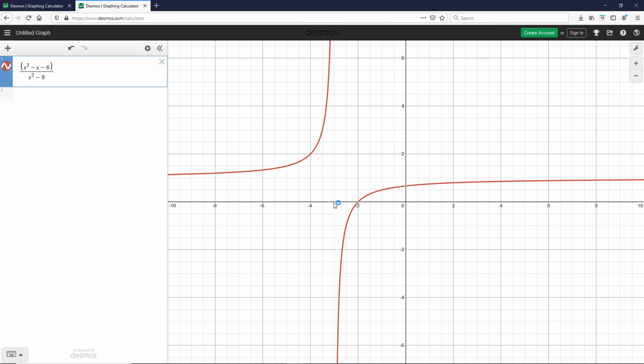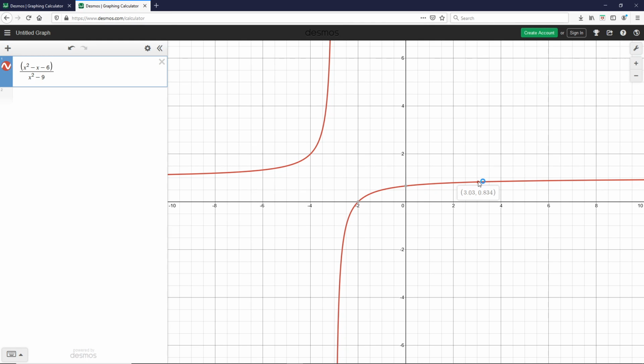So once again, you see we do have this vertical asymptote at x equals negative 3, but we don't have a vertical asymptote at x equals 3, even though it did make our denominator equal to 0.